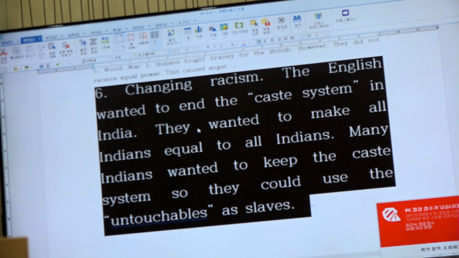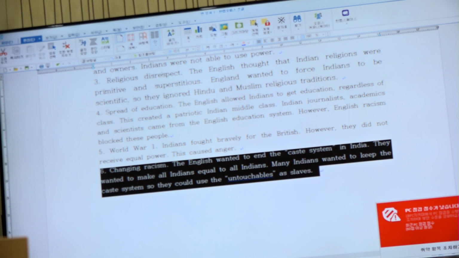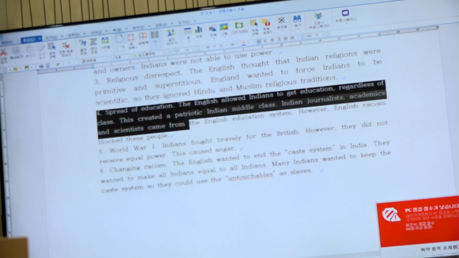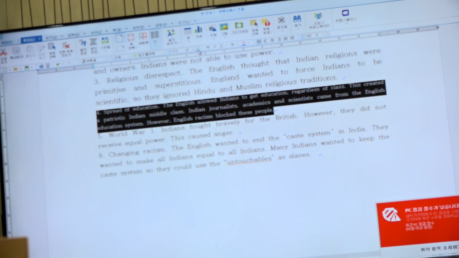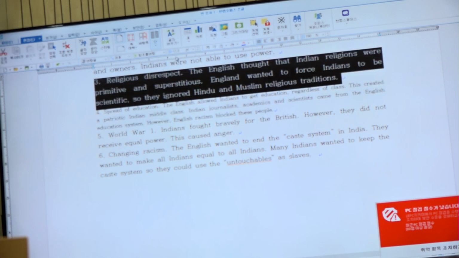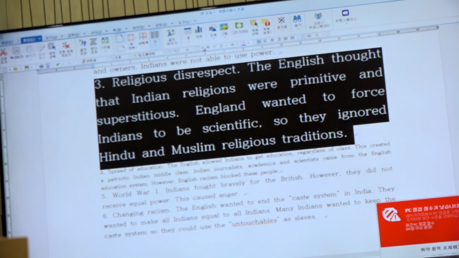This becomes very complicated. When we ask the question, was the English Empire good or bad? I don't know. Because we have so many problems like this. Is Indian racism better than English racism? I don't know. Is it better to have education and inequality, or have no education and more equality? I don't know. How good is scientific thinking? I don't know.